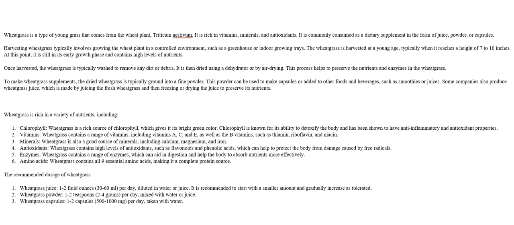To make wheatgrass supplements, the dried wheatgrass is typically ground into a fine powder. The powder can be used to make capsules or added to other foods and beverages such as smoothies and juices. Some companies also produce wheatgrass juice, which is made by using fresh wheatgrass and then freezing or drying the juice to preserve the nutrients. Wheatgrass is rich in chlorophyll, which gives it a bright green color. Chlorophyll is known for its ability to detoxify the body and has been shown to have anti-inflammatory and antioxidant properties.